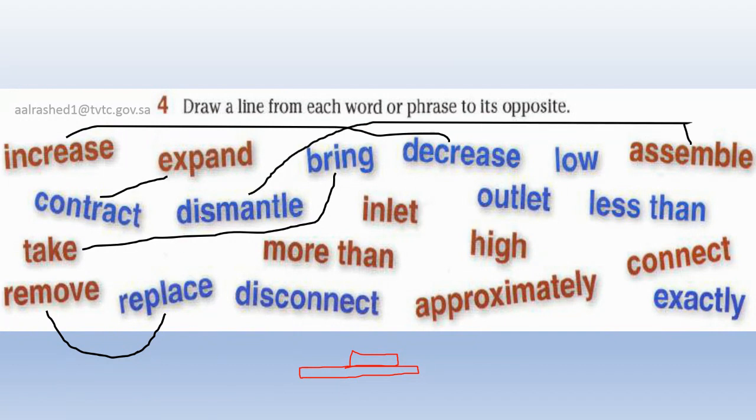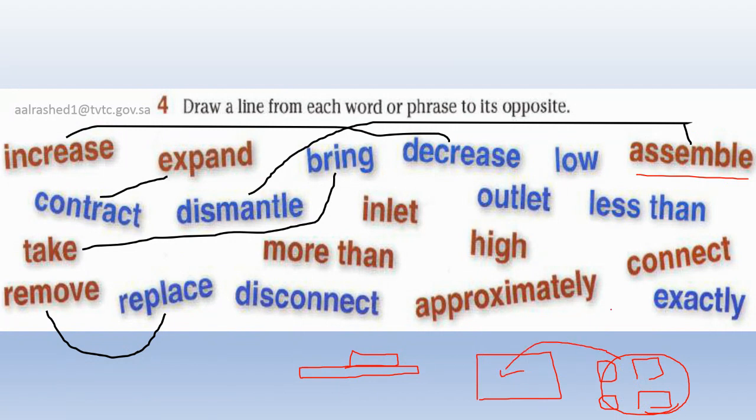Okay, dismantle with assemble. Let's imagine that I have a big box and small items. When you need to assemble, it means all these small items, you need to put them inside. So this is assemble. You are assembling. The opposite is if the items inside the box, you start to take one by one. You are taking them out. So this is dismantle.